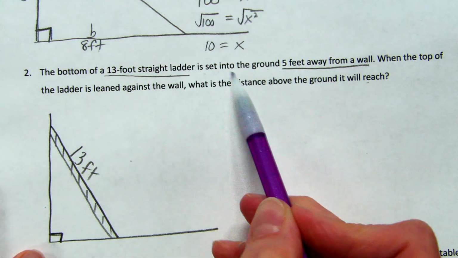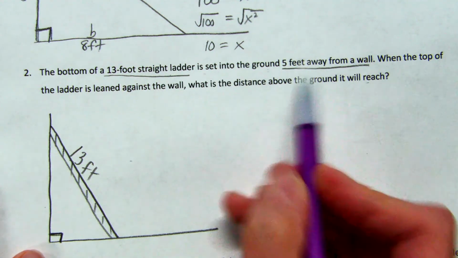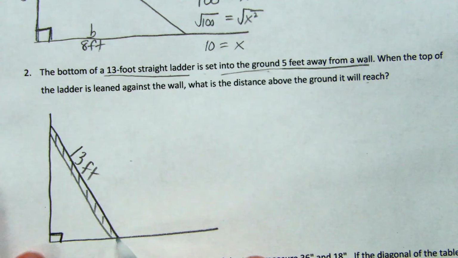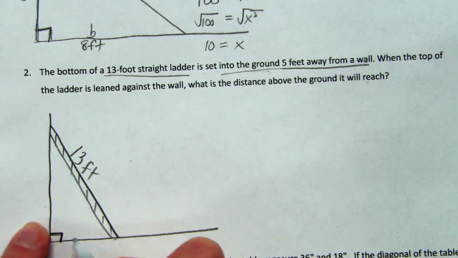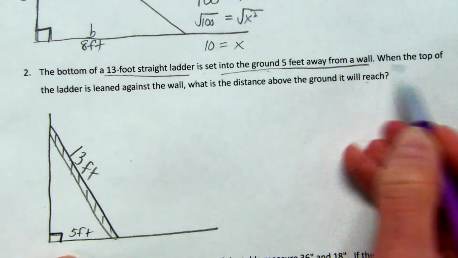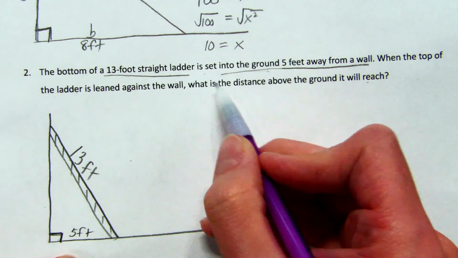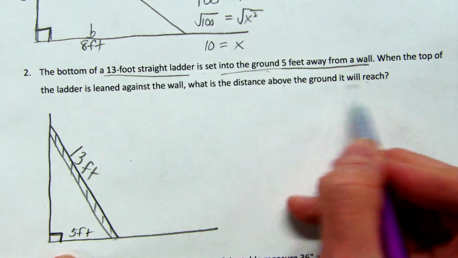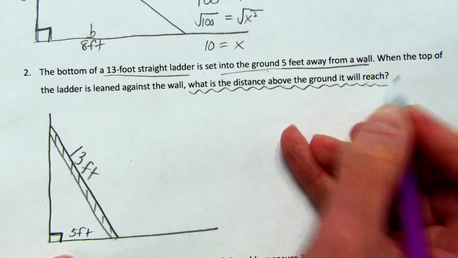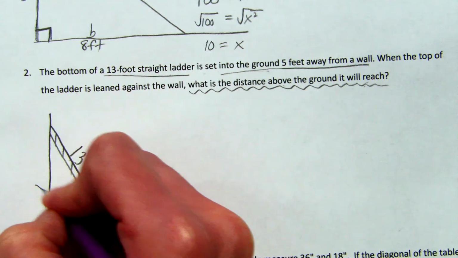Now it says set into the ground 5 feet away from the wall. Now it's important that they're saying into the ground 5 feet away from the wall. So here's where it's set into the ground 5 feet from the wall. So they're looking for this distance down here is 5 feet. And when the top of the ladder is leaned against the wall, what is the distance above the ground it will reach? So that is really our question that we're looking for. So we're going to call that x.